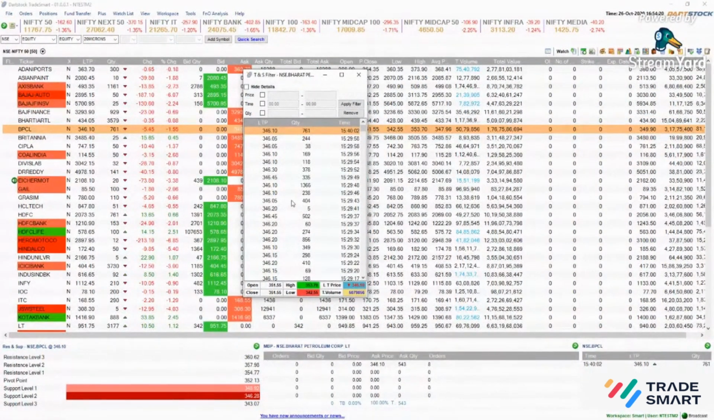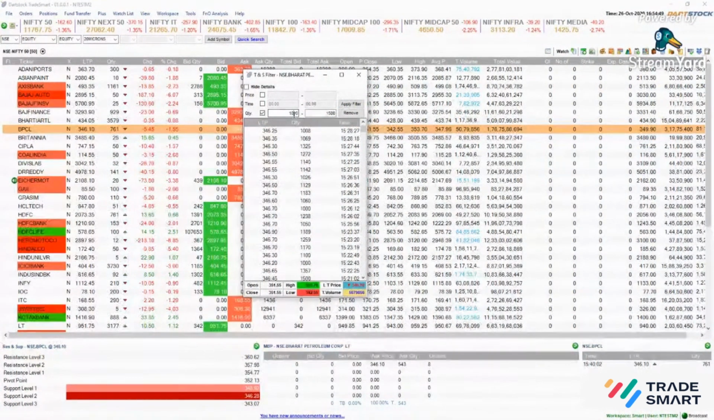But the interesting aspect is that you can filter. I wanted to filter the scenario where the quantities are maybe between 1,000 and 1,500. If I apply the filter, you see now all the quantities got shortlisted to only between 1,000 and 1,500.